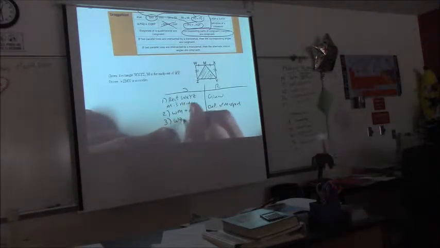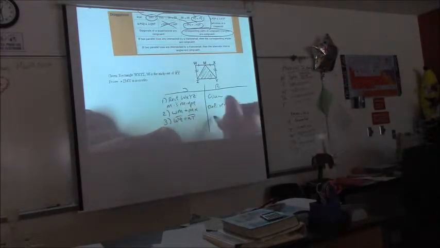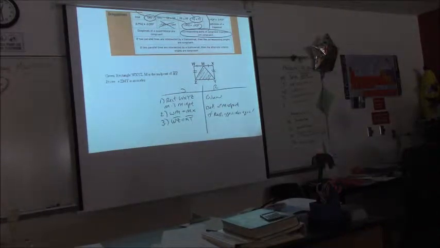Now, because it's a rectangle, I'm going to say opposite sides are congruent. So WZ is equal to XY. You could just say if rectangle, opposite sides are equal. They might have on there, if it's a parallelogram, then opposite sides are equal, because a rectangle is a parallelogram.